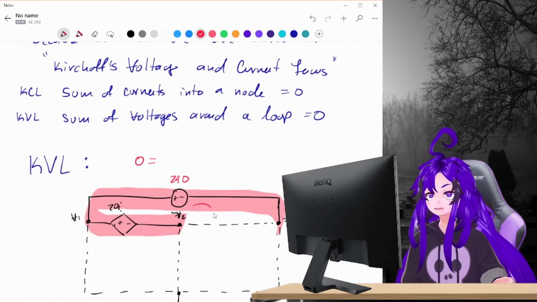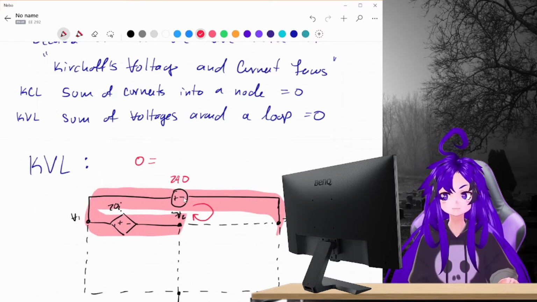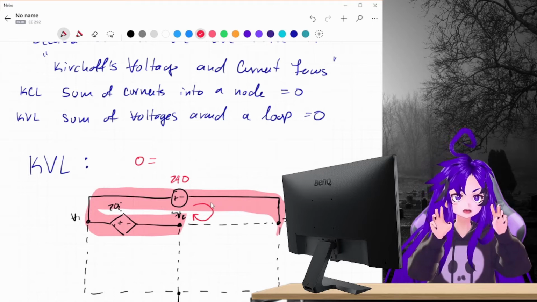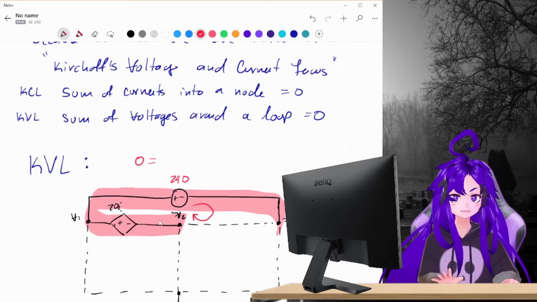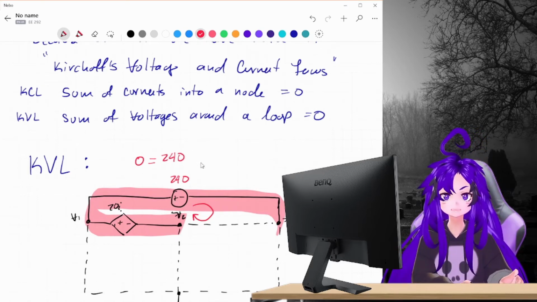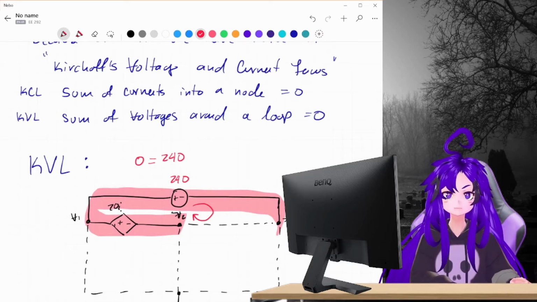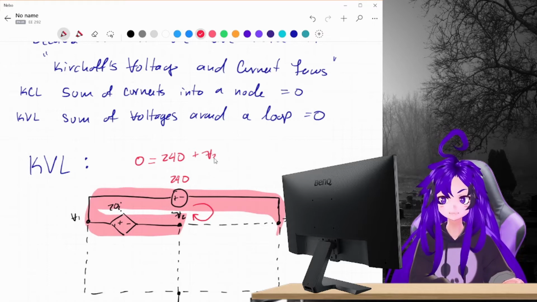So since I am coming out this way, we are exiting the minus, but the current that we are following to make this loop will enter this device in the positive side. So this is a positive 240 volts. All right, then we're going to enter this V3 on its positive side, okay? So this is going to be plus V3.